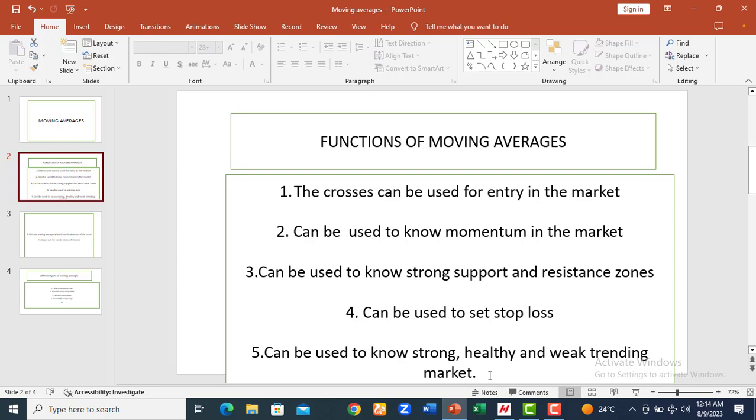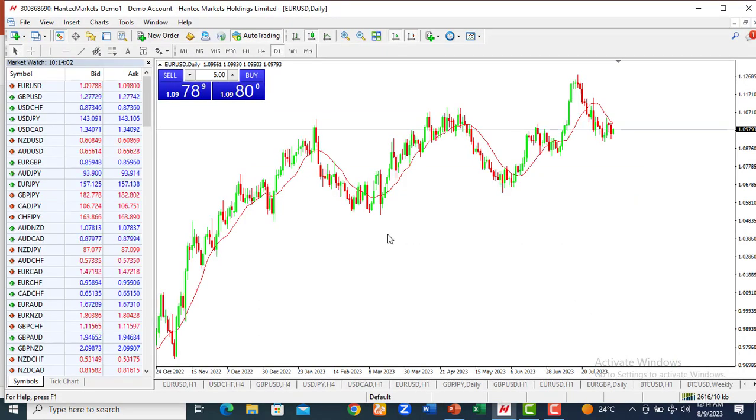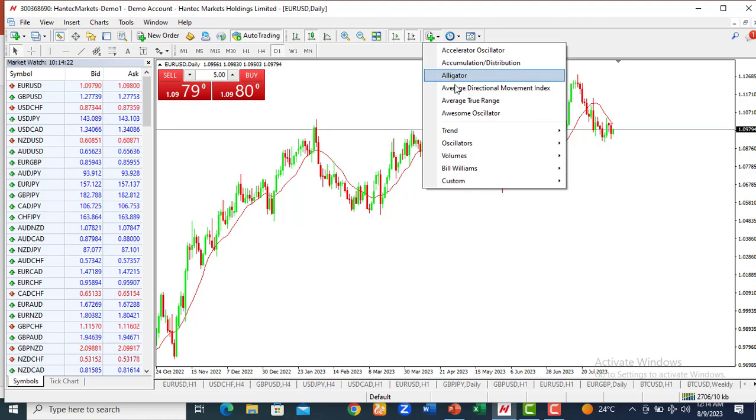So what do I mean by that? Now, this is what we are trying to talk about. For the crosses, I like using two moving averages. I like using the 12 and 26, period 12 and 26, where 12 is the simple moving average and the 26 is the exponential moving average.